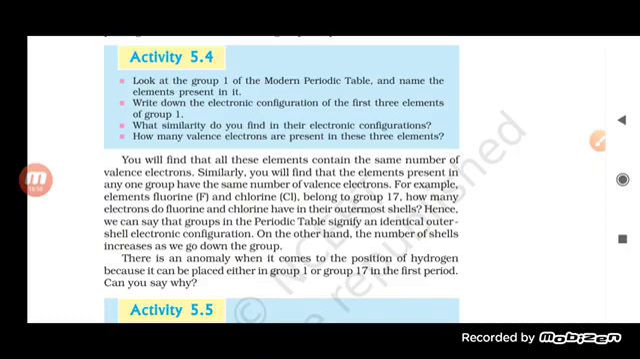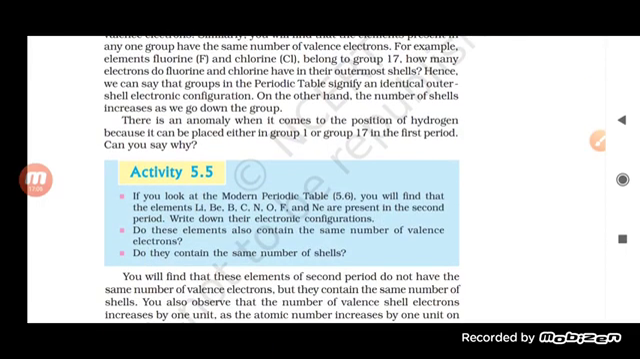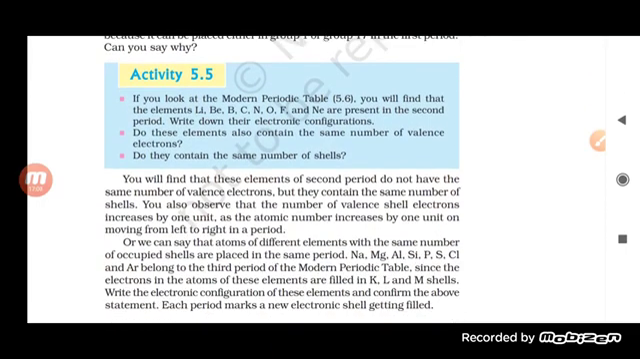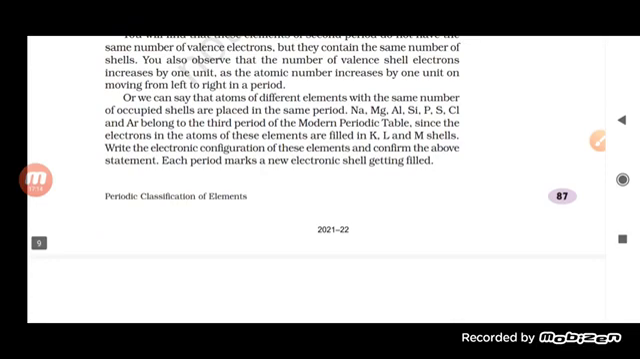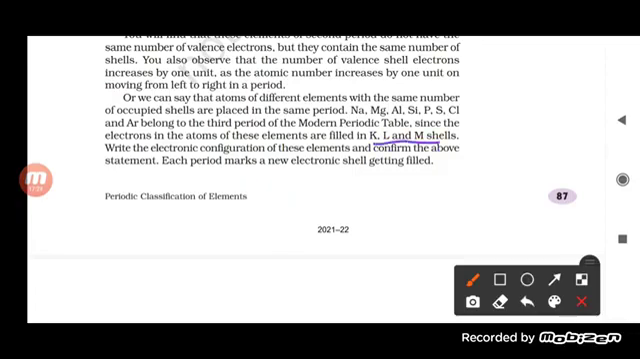When we go down, the number of shells increases, while when we move from left to right, the same number of shells includes a different number of electrons. So these are some of the things which were explained by the modern periodic table, and it explained the shells present in the different elements, and these shells are K, L and M.